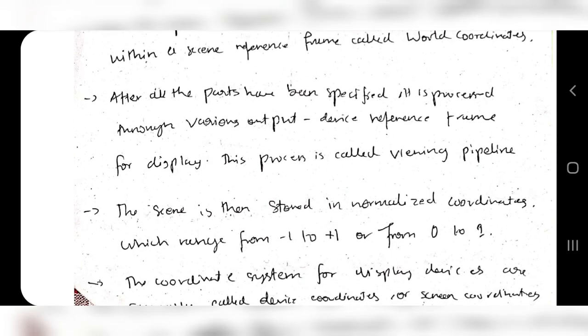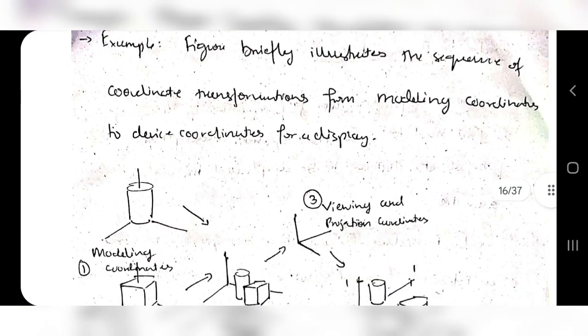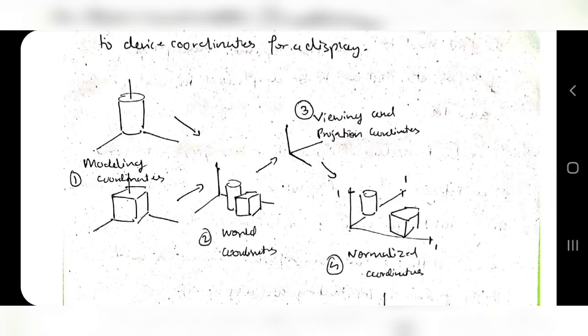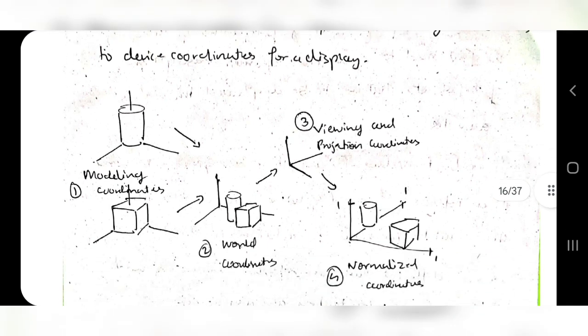If I show you an example, after the example you can go through the theory part to get more information. So if you want to display a cylinder and a cube on the screen, you will start from here. The coordinates of the individual objects, like the height, width, and depth of the cylinder as well as the cube, are specified first, and that will be combined and written like this. That is known as world coordinate.